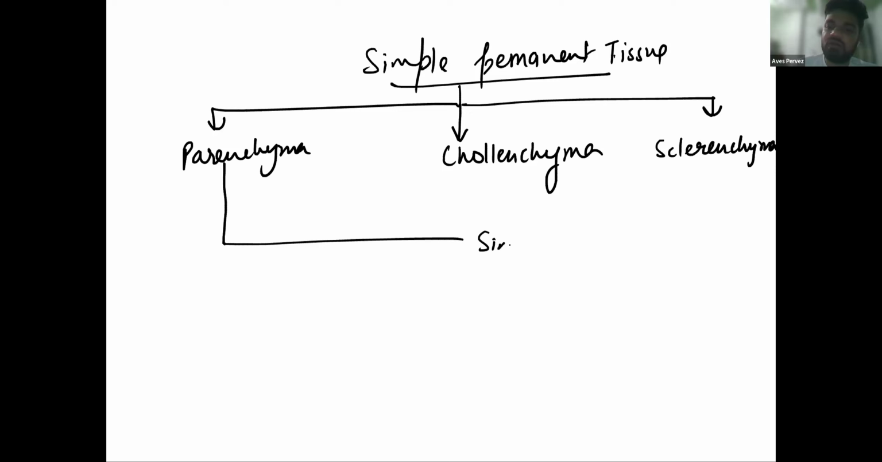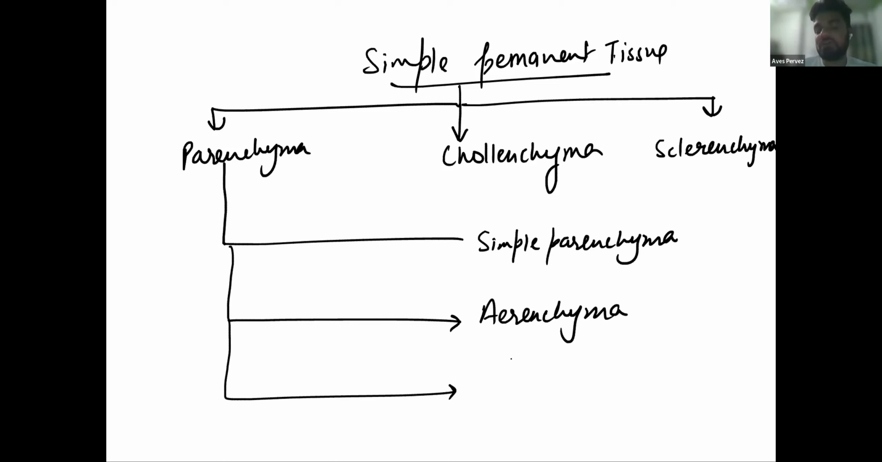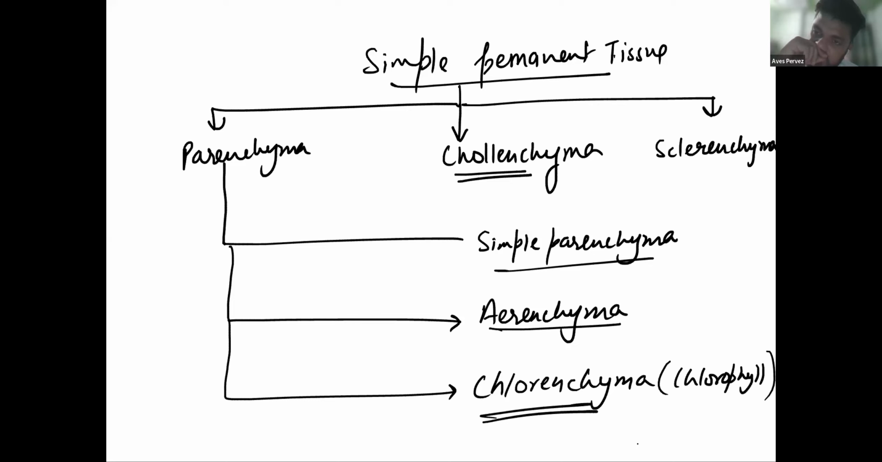And parenchyma is also of three types. Simple parenchyma. The second one is aerenchyma. And the third, the last one is chlorenchyma. There's a difference between this and the other parenchyma. This is chlorenchyma, which consists of chlorophyll. The name comes from the fact that it consists of chlorophyll. So please make this chart, dear students.